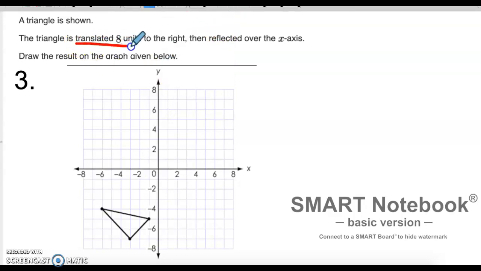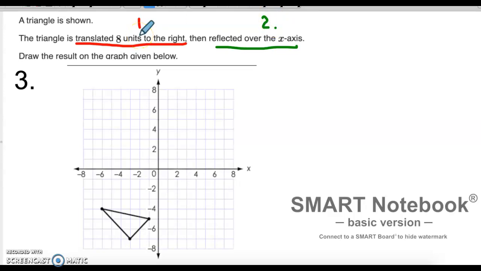First, we need to translate our figure 8 units to the right, so I'm going to put a 1 here because that's the first thing we need to do. After we've completed that transformation, we need to reflect over the x-axis. So I'm going to put a 2 here because that's the second thing that we need to do.